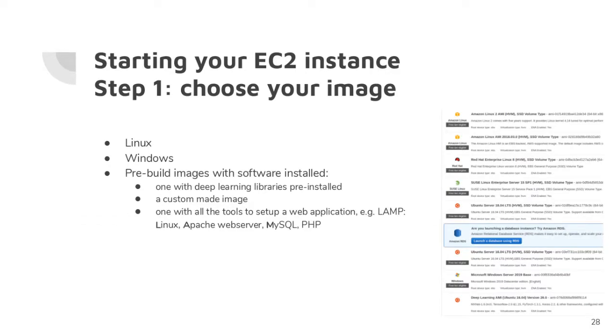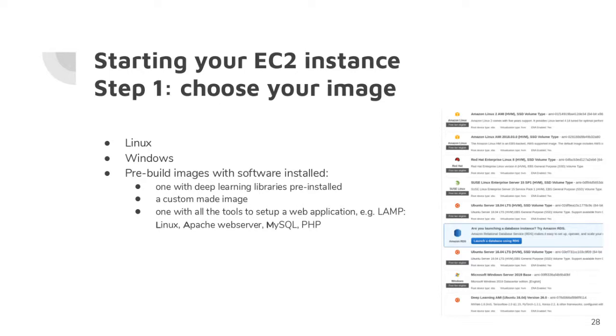So what are the steps? The first step, when you launch an instance, is you have to choose your image. So you're launching an image, so that means it's a virtual server, and the hardware is already provided for you, but you have to select which operating system you want. So you can have Linux, Windows. We'll talk about the difference between the two in the next presentation on Linux. Those are the basic things.